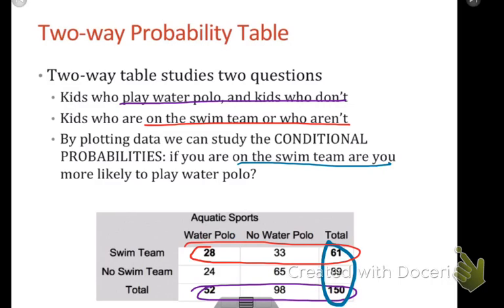I would argue here at Merrimani that there definitely is. You're much more likely to play water polo if you're also on the swim team. But this data may not play that out. Okay, so we're going to consider more detail of how to look at those in the coming days, but for now, at least you can see this is a two-way probability table, some way of modeling probabilities and thinking about different questions.